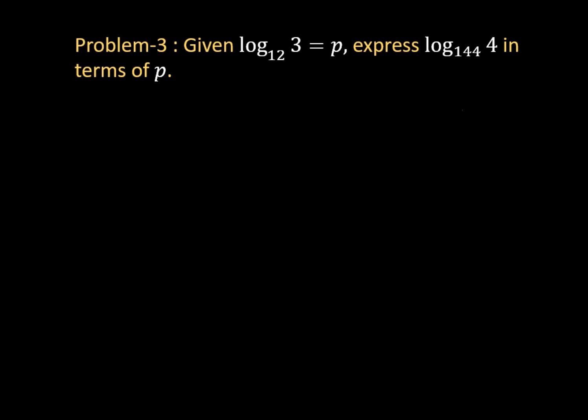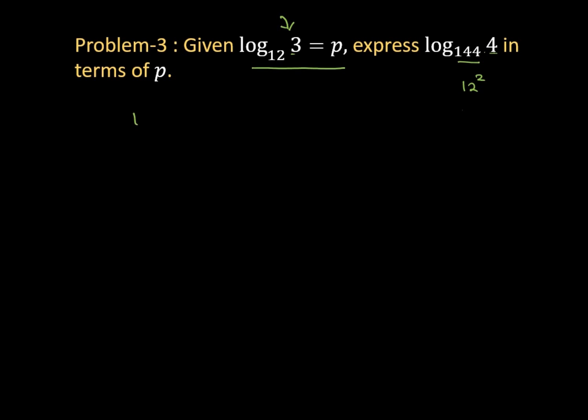So over here you have log of 3 base 12 equals p. Now they're asking you to express log 4 base 144 in terms of p. So we can see over here the base 12 and 144. 144 can be expressed as 12 to the power 2. The common factor between 3 and 4 is 1. So we need to simplify this expression a bit.